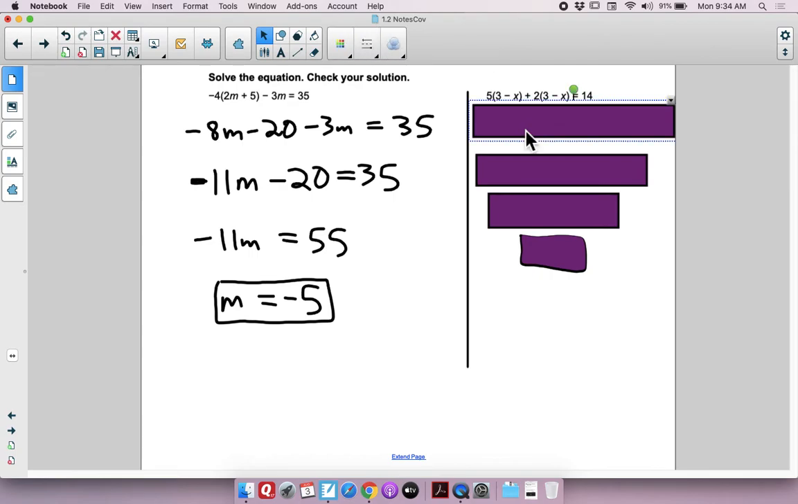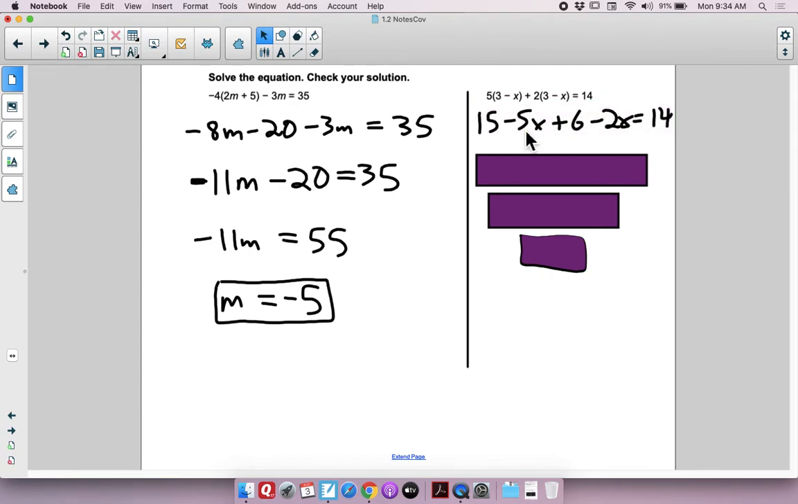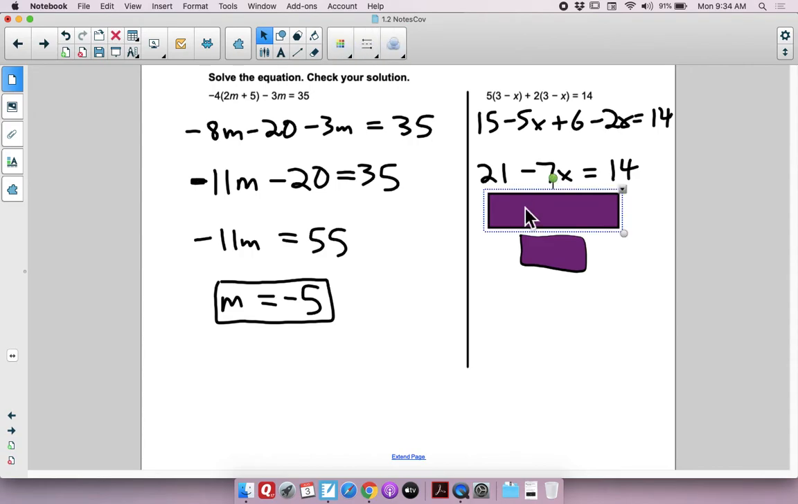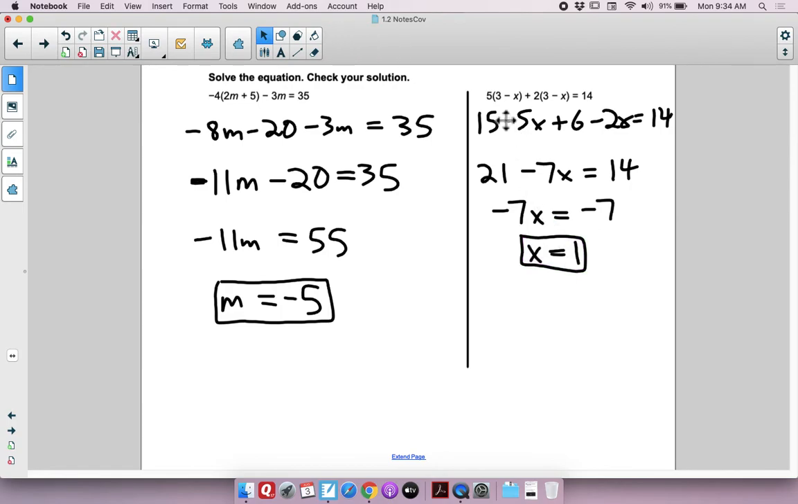Okay, here we did have distribution twice. So hopefully you got 15, negative 5x, positive 6, negative 2x, and equals the 14. Two sets of like terms here. Did you catch them both? Hopefully. 15 and 6, 21. Negative 5x, negative 2x make negative 7x. Isolate that variable. Subtract 21 from both sides. And then divide by negative 7. And you get 1. 3 minus 1 is 2. So 5 times 2 is 10. 3 minus 1 is 2 times 2 is 4. 10 plus 4 equals 14.